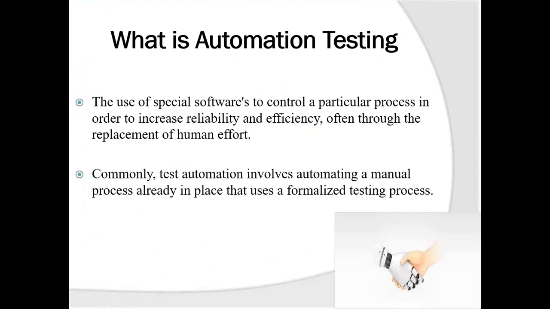Okay, what is automation testing? The use of special software to control a particular process in order to increase reliability and efficiency, often through the replacement of human efforts. That is what we discussed some time back. Commonly, test automation involves automating a manual process already in place that uses a formalized testing process. Simple. Even the same point has been discussed. Right? If any questions, please ask me. No worries. Moving ahead with the next slide.